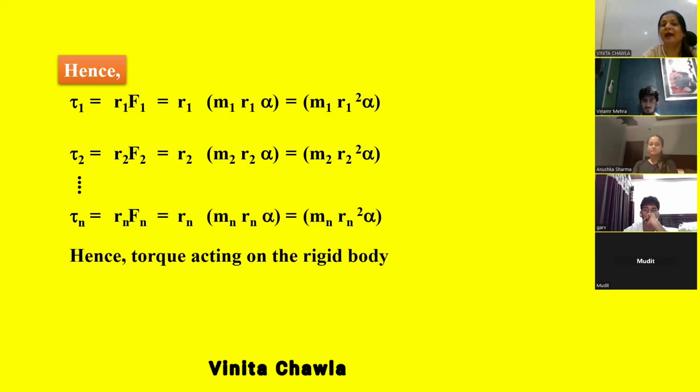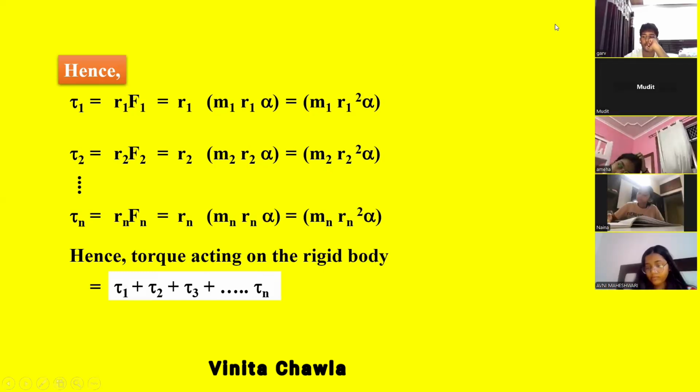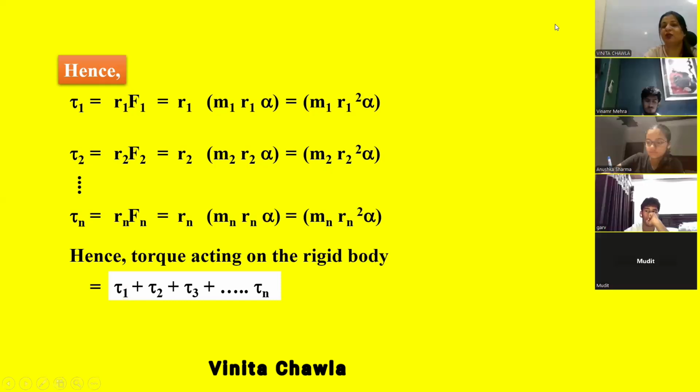Now, torque acting on the rigid body. See, these are the particles which are on the rigid body. Now we are going to find the torque acting on the rigid body. For this, we need to add the individual torques. The torque acting on the different particles of the rigid body individually, we'll add all these torques. Okay, so we'll get the net torque.